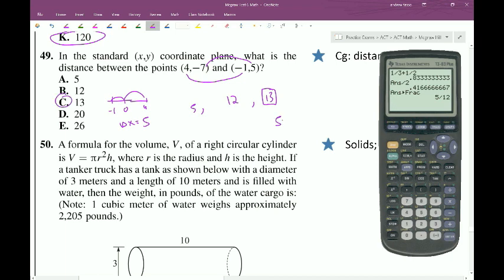Now, if you didn't know that part, you could do a Pythagorean theorem with 5 and 12, because those are the 2 sides of the triangle. Your change in x and your change in y, and the distance makes the hypotenuse.